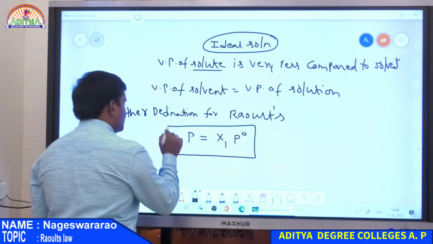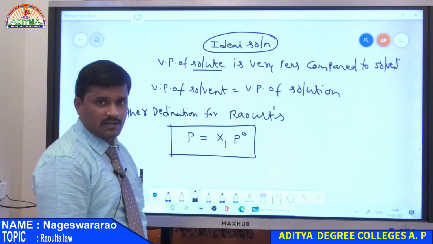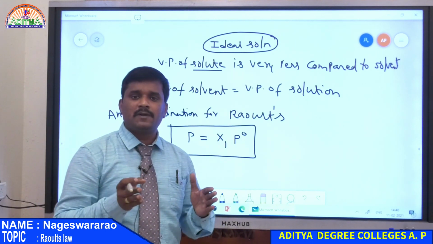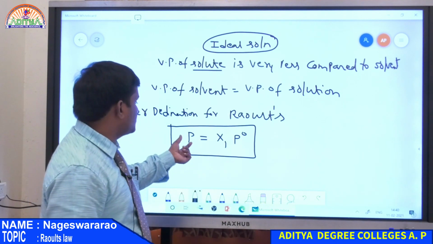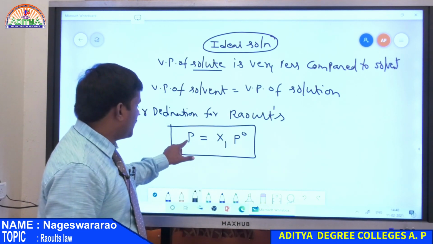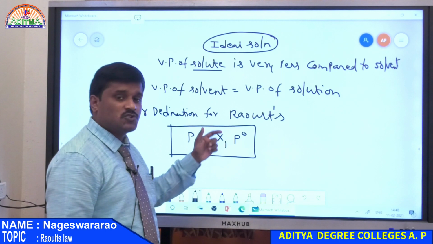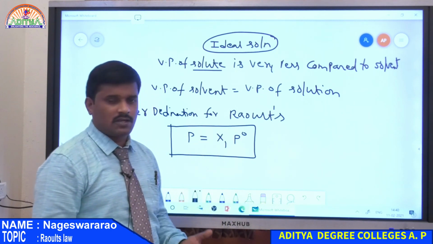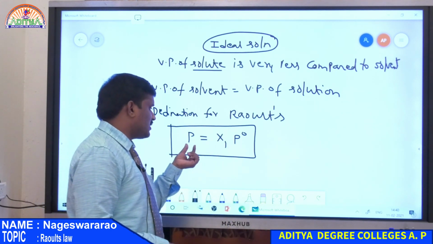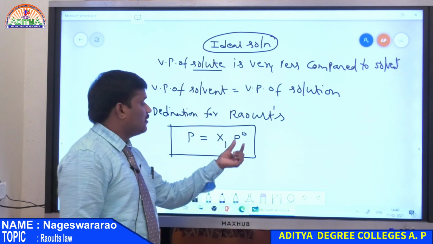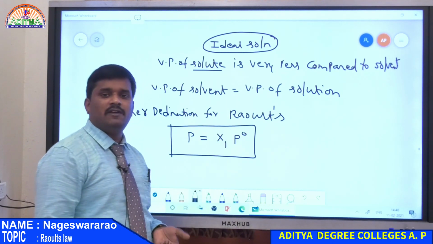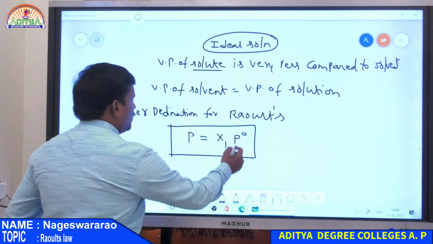So here there are three terms. One is P. P is nothing but the vapor pressure of a component, whether it is solvent or solute. If it is a solvent in an ideal solution, then its vapor pressure is equal to the mole fraction of the solvent times the vapor pressure of the pure solvent. So that is P naught.